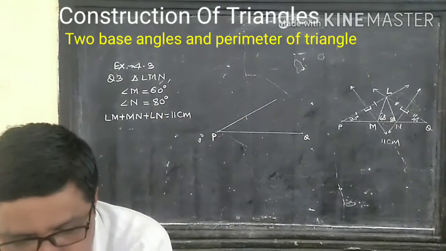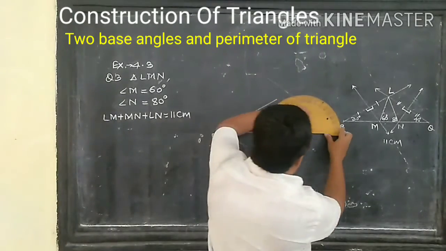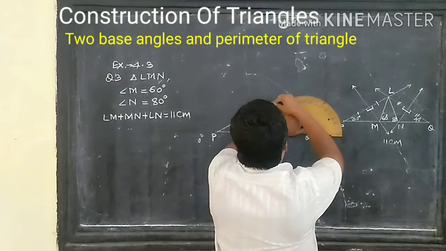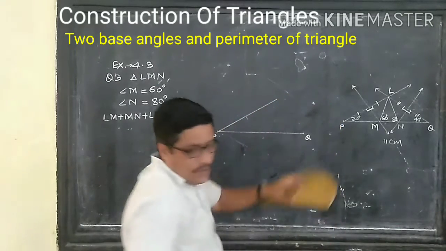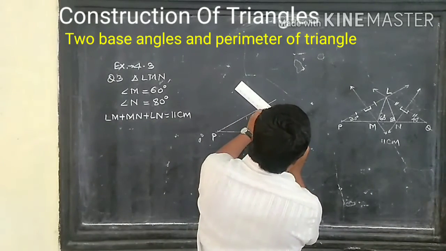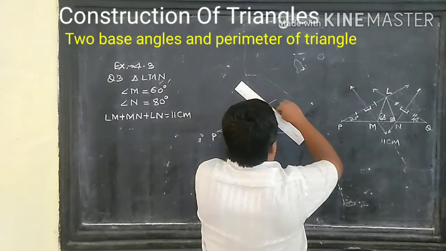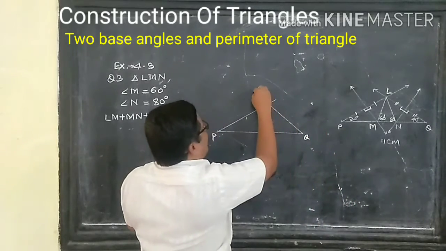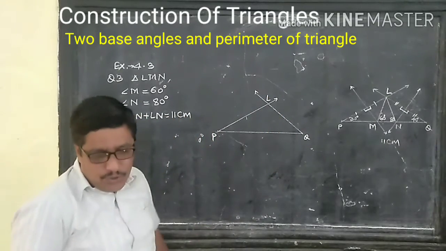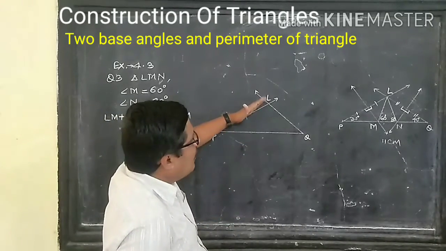After that, angle Q of measure 40 degree. So for that, place this protractor on point Q and draw an angle of measure 40 degree. So this gives us the first point of this triangle, that is L. Now we have to draw perpendicular bisectors of these two sides, that is PL and QL.